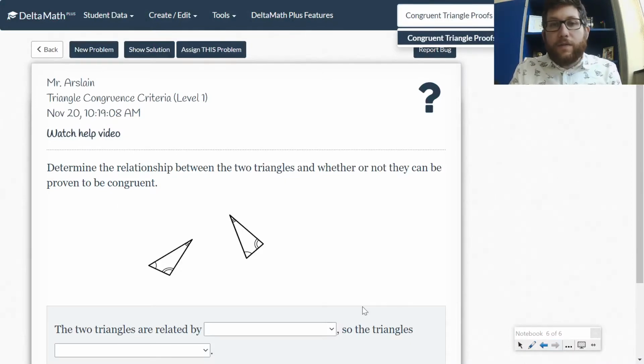So as always, if you have any problems or questions, shoot me an email. But this is something that should be a nice way to get back from Thanksgiving, get back into the groove of doing some congruent triangles.